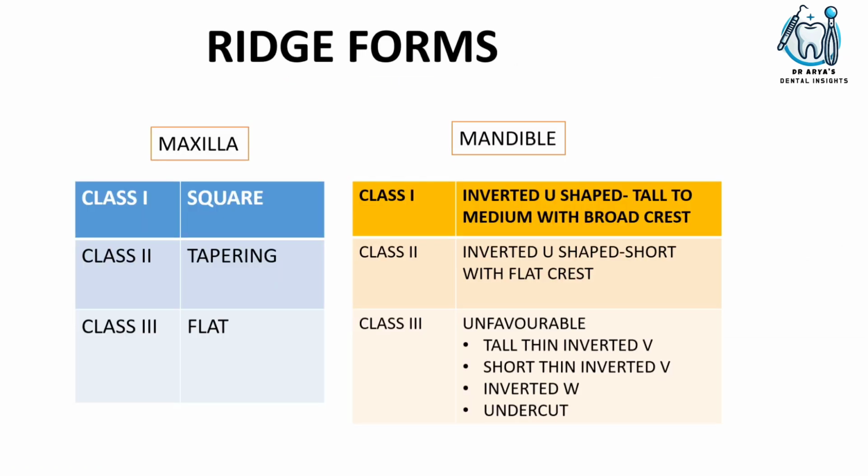Coming to ridge forms, in maxilla, class 1 is square, class 2 is tapering, class 3 is flat. And in mandible, class 1 is inverted U-shaped or tall to medium with broad crest. Class 2 is inverted U-shaped, short with flat crest, and class 3 is unfavorable. That is tall thin inverted V, short thin inverted V, inverted W and undercut.